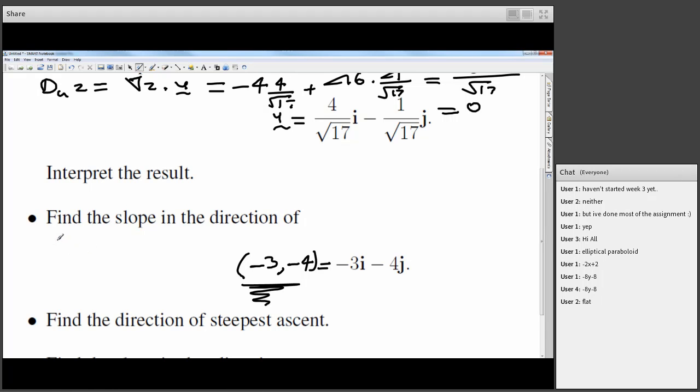So at first glance, you'd think you could do the directional derivative in the same sort of way, and again you take the dot product of the two, and so you think, oh, it's just going to be -4 times -3 plus -16 times -4, and you get an answer. But that's incorrect. So what's wrong with trying to do it that way? Any ideas?